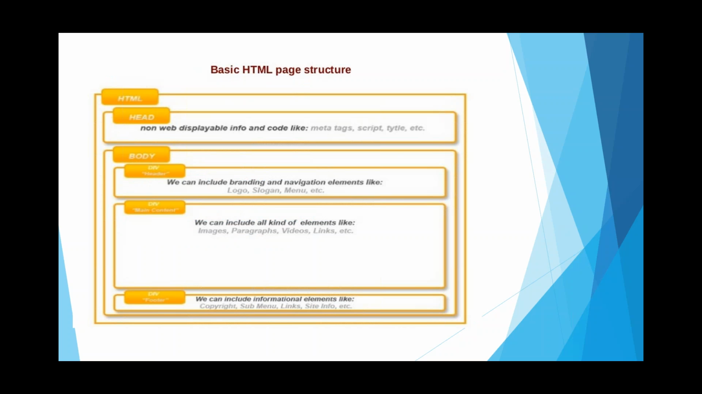So what is the basic structure of an HTML page? Your entire page will be in an HTML section, and then under that we have a head section. Just think of it like a human body. It is a main root, and then head, and then body. So HTML, head, body. Inside body you will have many tags. Different types of tags are there.